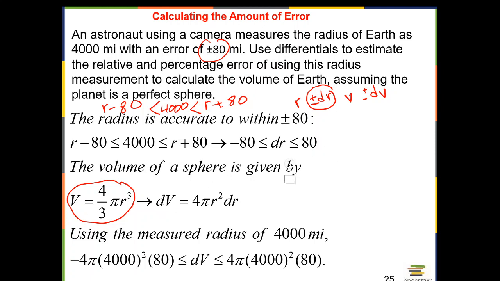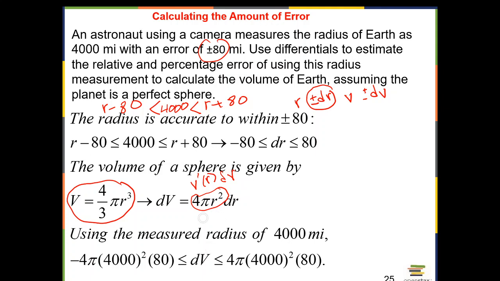What is dv? Well, dv would be v prime at r times dr, right? That's what dv is. So what's v prime? V prime is 3 times 4/3 pi r squared, which is 4 pi r squared. So that part of it is just v prime, and this is dr. All right, so using the measured radius of 4,000 miles, we can find dv.